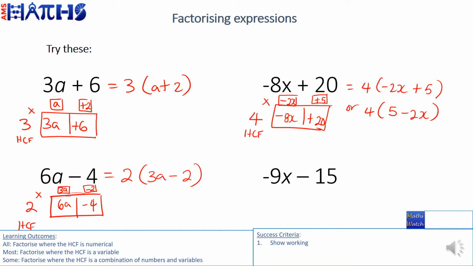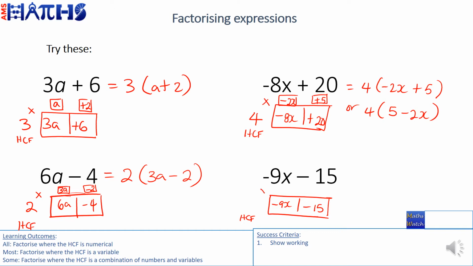Now for our fourth question, we will draw our grid as is the norm, write our minus 9x inside and our minus 15. Then find our highest common factor. The highest common factor for minus 9 and minus 15 is 3.